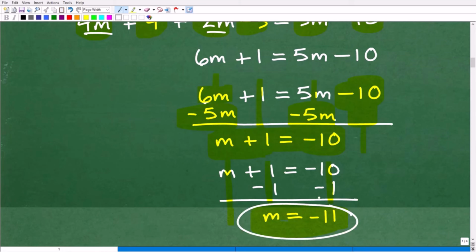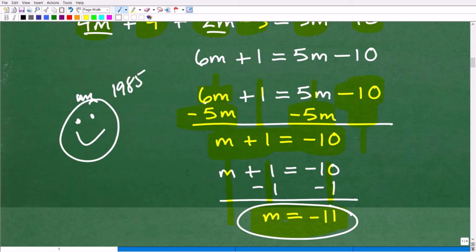Okay, so how many of you out there got that right? Well, if you got that right, I must give you a nice, lovely, happy face with a good old 1985 flat top haircut. That was a pretty cool haircut back there, but not as cool as your ability to do this problem. If you can do linear equations, if you could do this problem, and you understood each step, and your work looked pretty close to mine, then that's excellent.